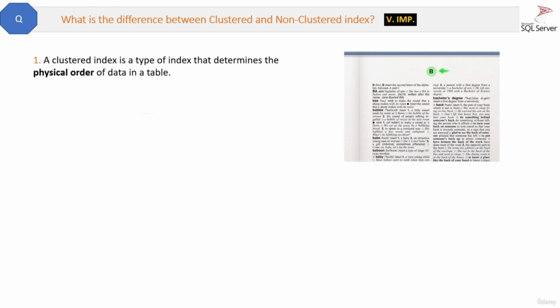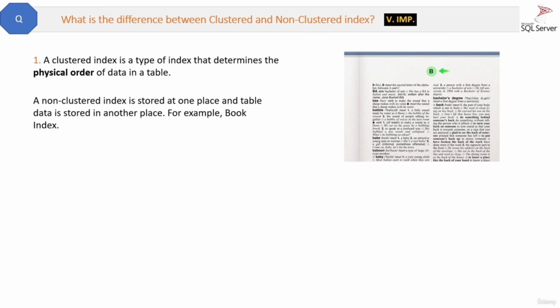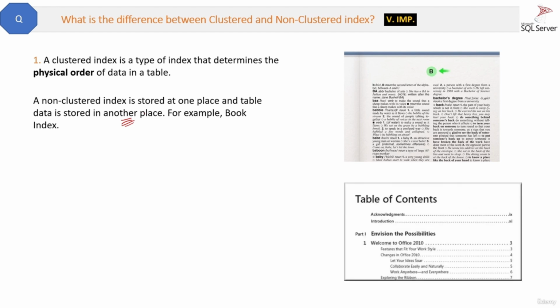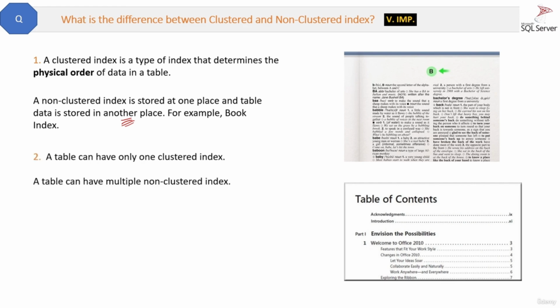Then a non-clustered index is stored in one place and the table data is stored in another place, a bit similar to book indexes, which are stored separately from the content of the book, right? The second difference is, a table can have only one clustered index, but a table can have multiple non-clustered indexes.